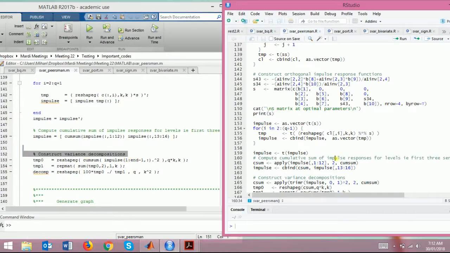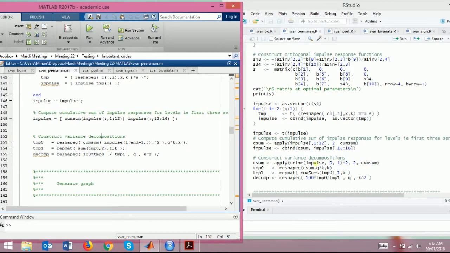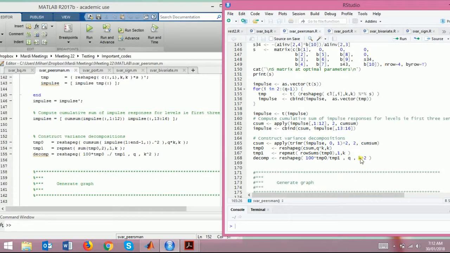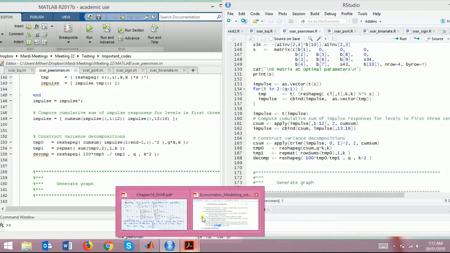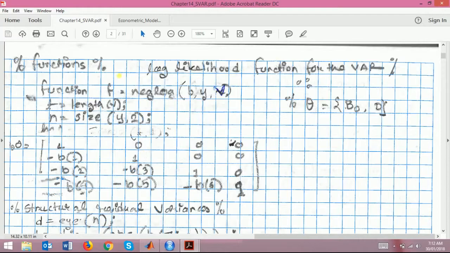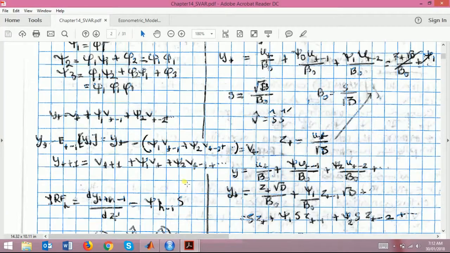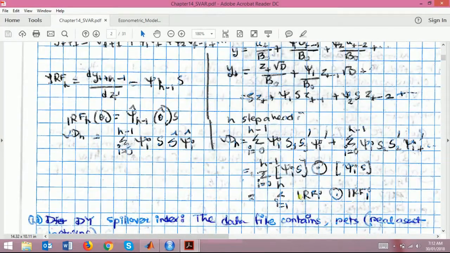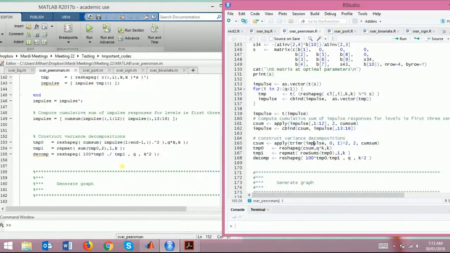Then we need to construct the variance decomposition. And is there any game in variance decomposition? Yeah, the variance decomposition equation suggests, so let's go back to page 2. Variance decomposition equation suggests two impulse response functions having Hadamard product, or psi I S, or psi I S S transpose. So this is what it is. Let's see how this is done.